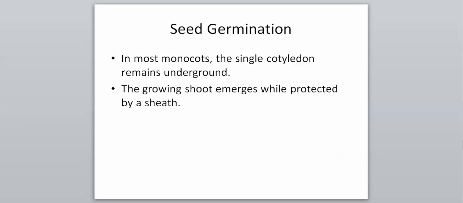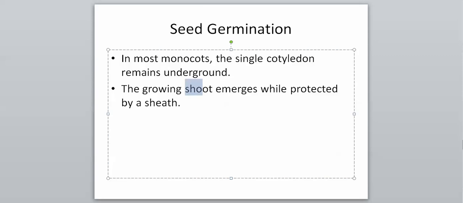And then in most monocots, our single cotyledon remains underground, and then the growing shoot, I don't know if we've officially defined shoot yet either, but this is a term used to describe the young plant. The first little part that emerges and grows out is our shoot. And it emerges while protected by what is known as a sheath.